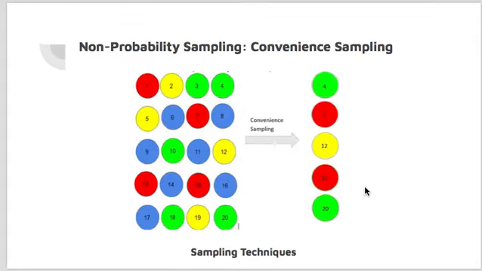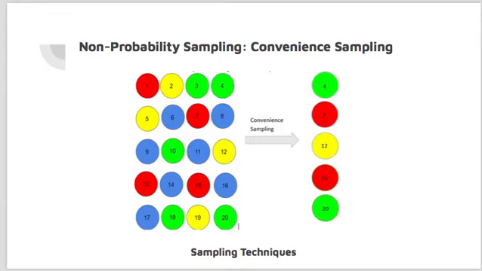The next is non-probability sampling. As I said, in non-probability sampling, all the elements do not have an equal chance of being selected. So there is a significant risk of ending up with a non-representative sample, where we cannot produce a result that allows generalizability.